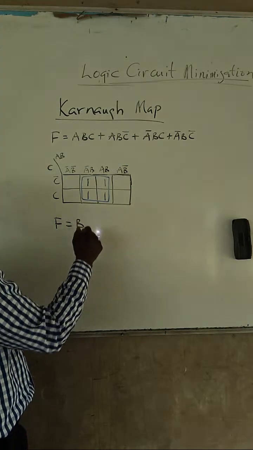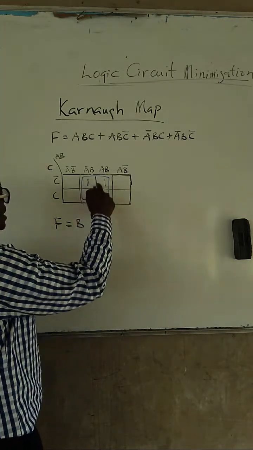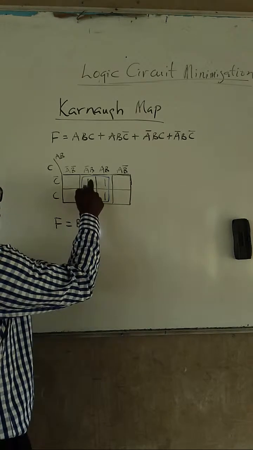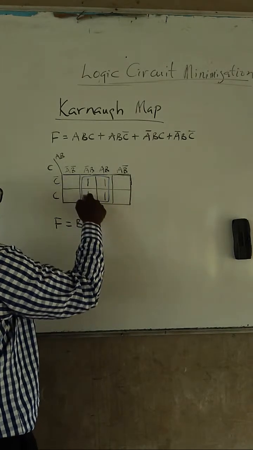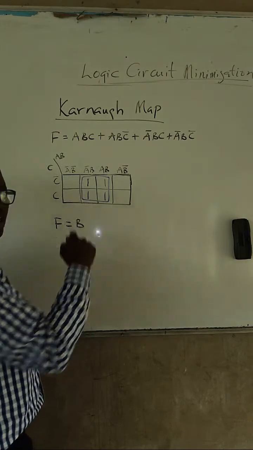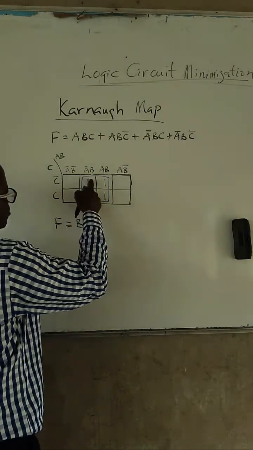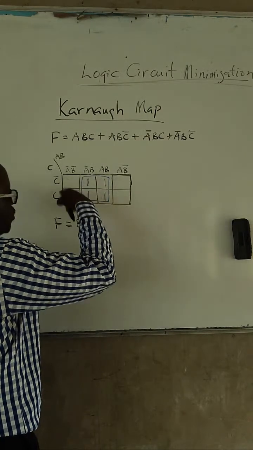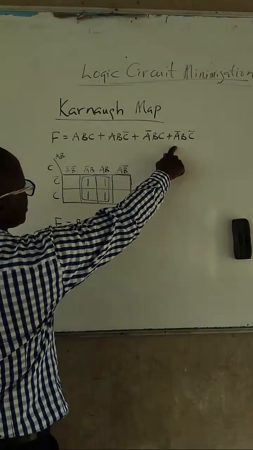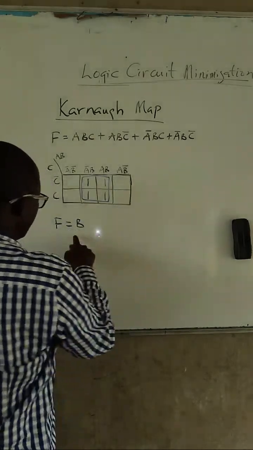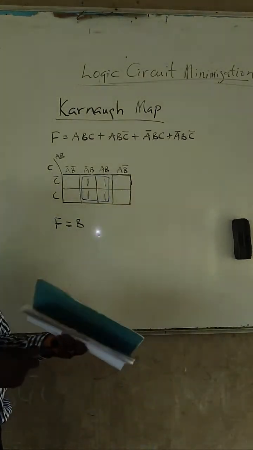Now for this particular Boolean expression, the final output is what we have on the board. F is equal to B, because it's only B that remains constant. From here to here, B remains B. From here to here, C bar changes to C. So we remove that. From here to here, A bar changes to A, we remove that. We retain only B. So the final expression for this combinational logic output is B. And that is the simplification.